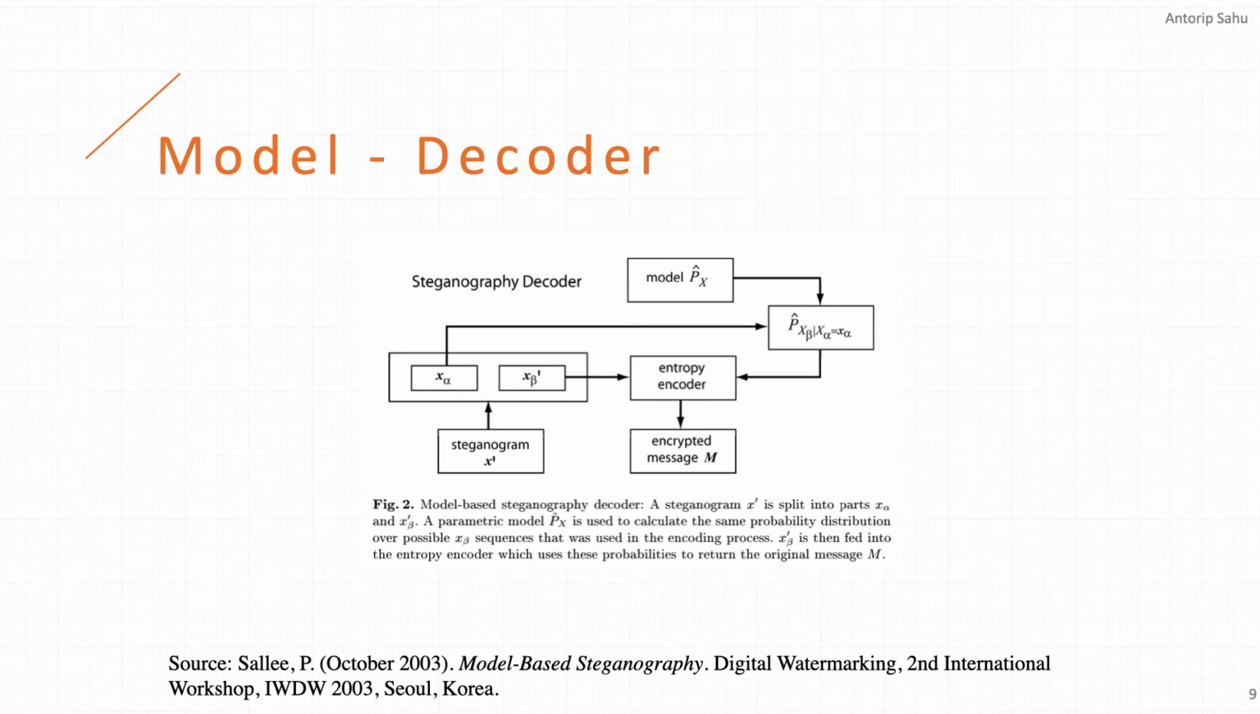Now I will discuss the decoding part of the model. To recover the message, the steganogram is divided into x alpha and x prime beta. X alpha is fed to the model p hat x, which is used to compute the conditional probability distribution of random variable x beta over random variable x alpha. The same model is given to the entropy decoder, which decodes the encrypted message.